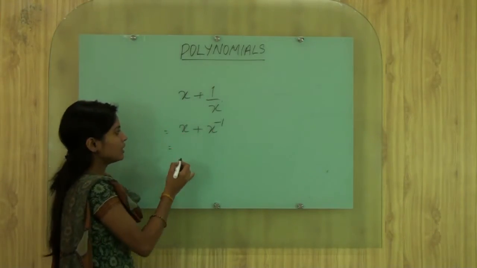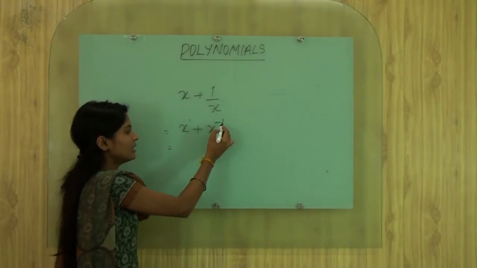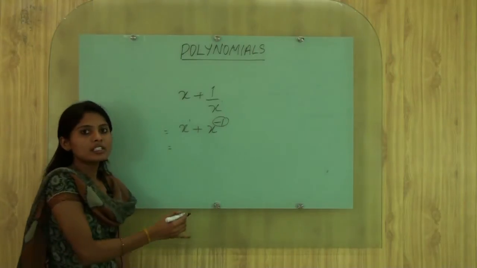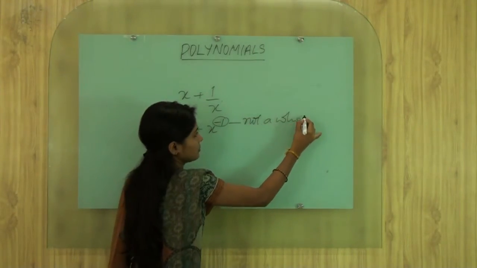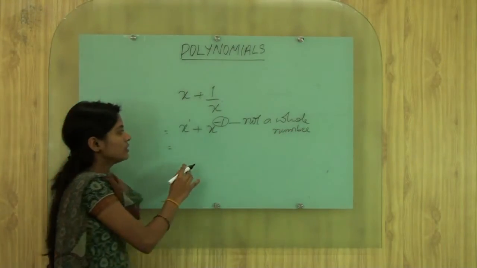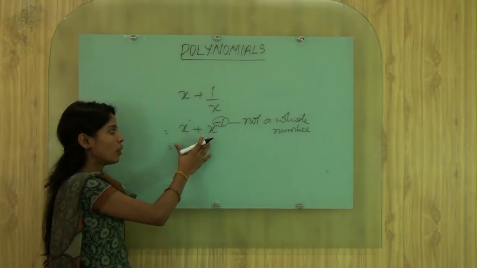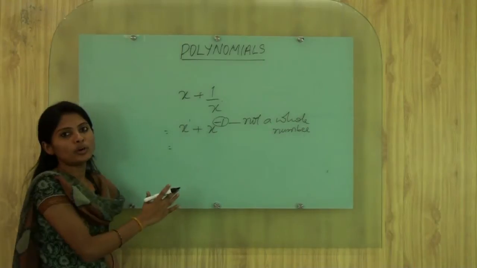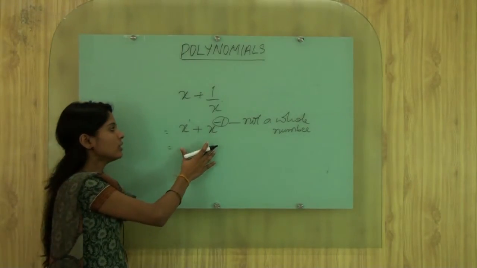Here let's see the degree of the polynomial. The degree of the polynomial here is 1. The second term has the power minus 1. This is not a whole number. Therefore, this algebraic expression is not a polynomial.